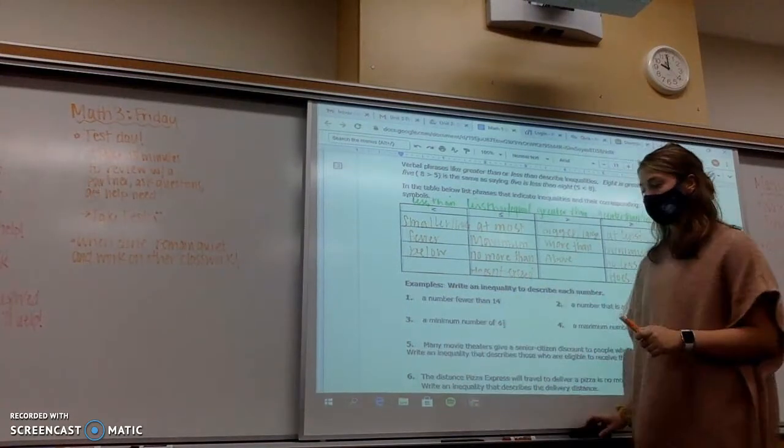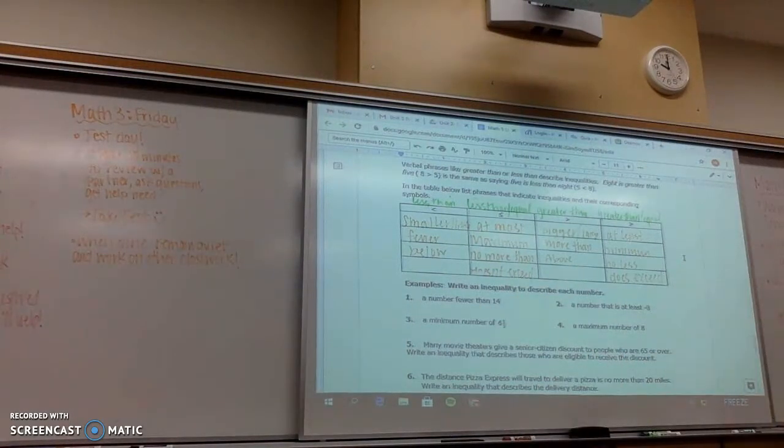All right, number 5. Many movie theaters give senior citizens discounts to people who are 65 and older. Write an inequality that describes who's eligible to receive the discounts. Sam, what do you think? What inequality does this statement represent?